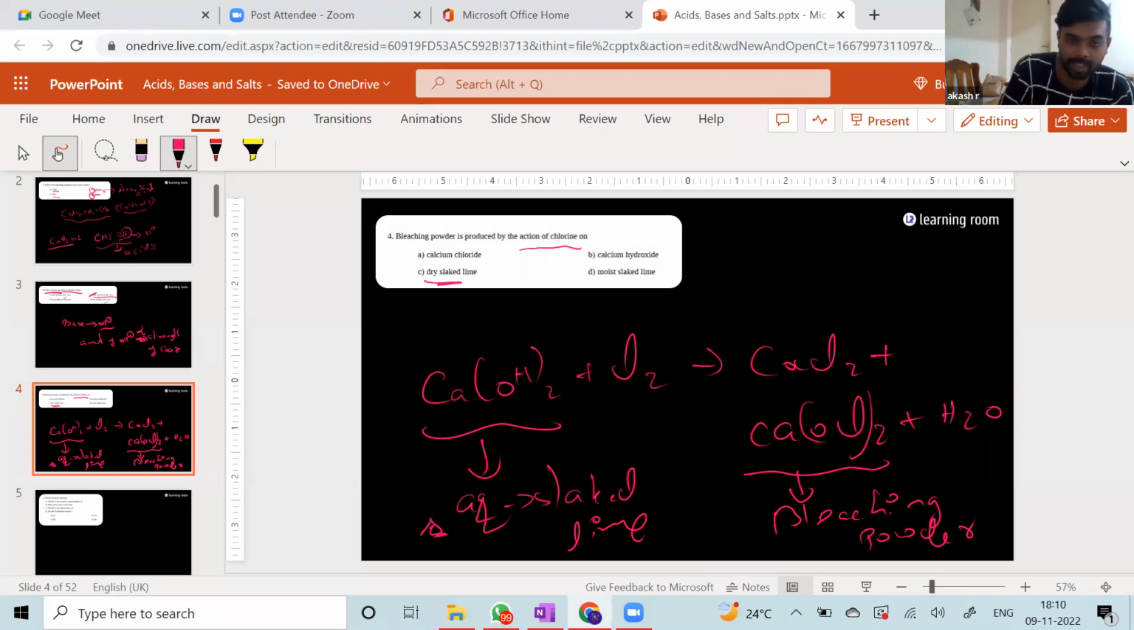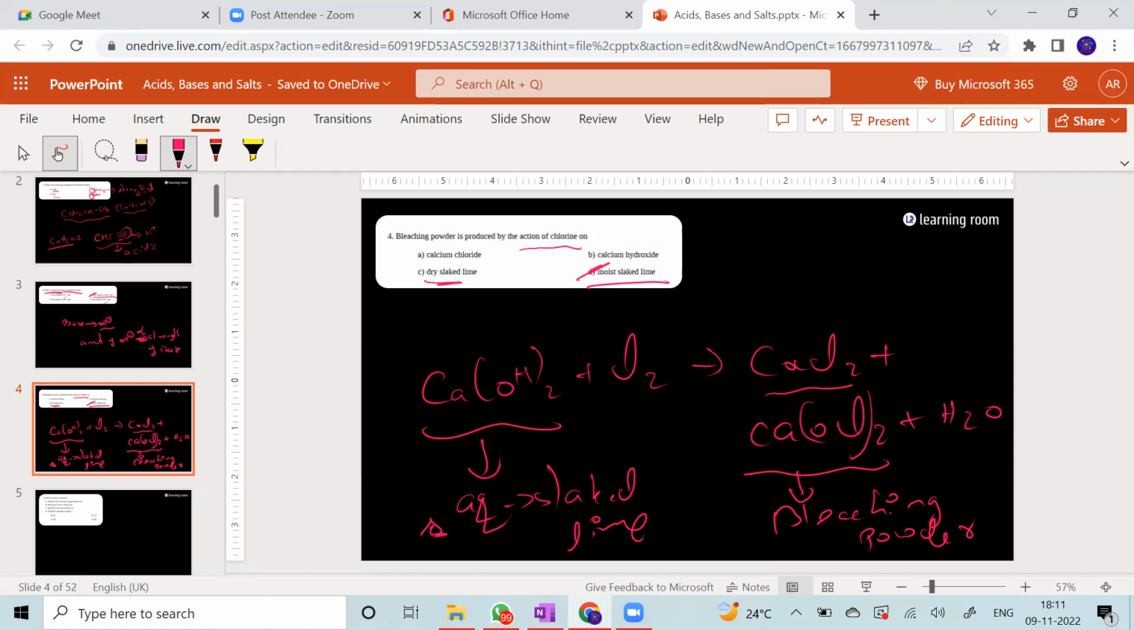It is going to have some water, right? So obviously the answer to this question would be moist slaked lime. Sir, is the reaction right? Isn't it like the products will be CaOCl2 plus H2O? No, you are going to have CaCl2 also getting formed. This is right only.